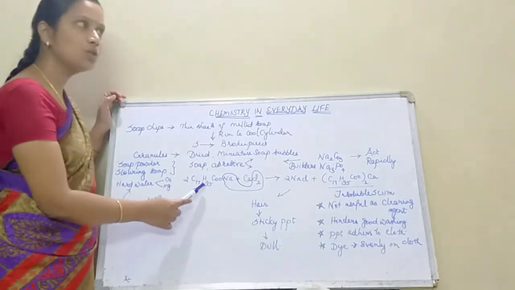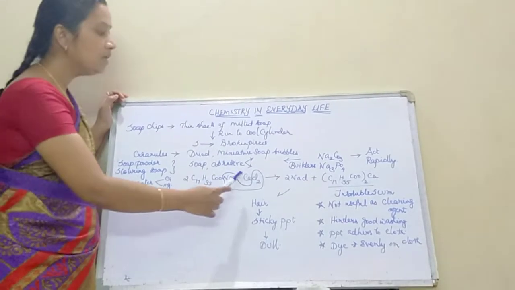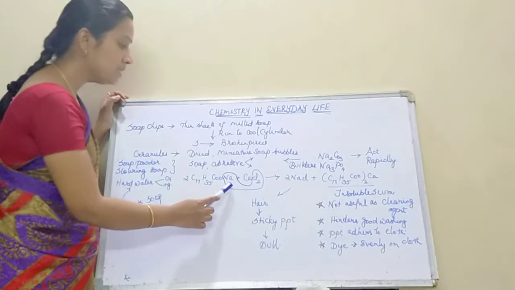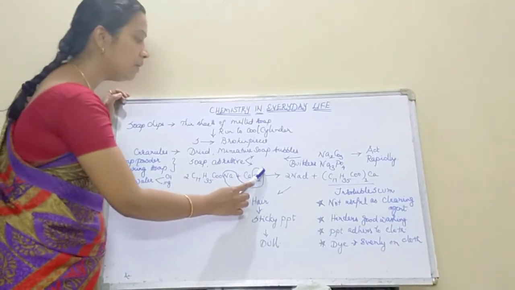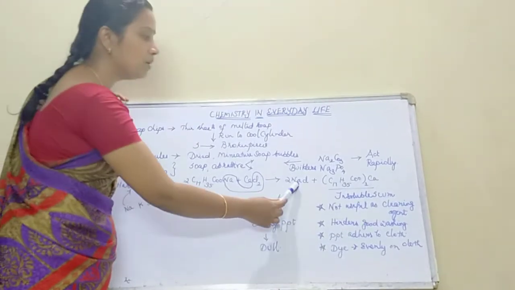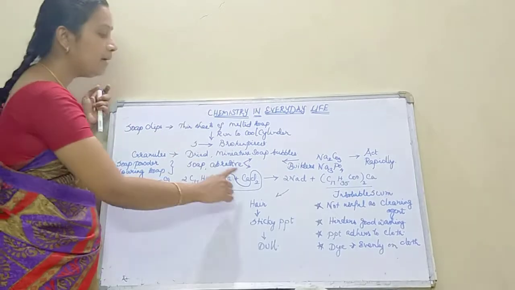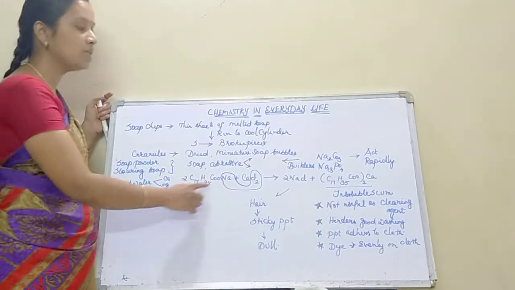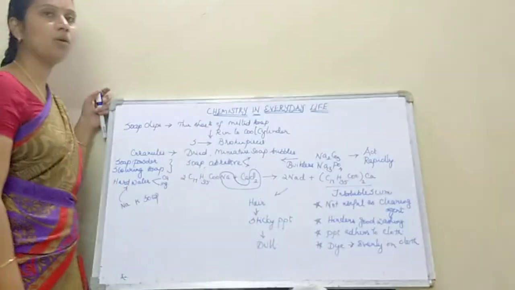What is the action of sodium stearate in hard water containing calcium? Here, sodium pairs with chloride in a displacement reaction, so sodium chloride is removed and the remaining calcium binds with the sodium stearate. This is nothing but an insoluble scum.